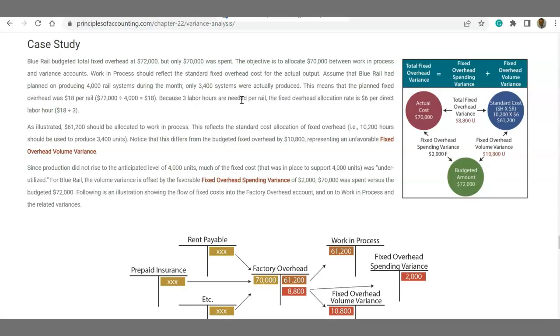Because 3 labor hours are needed per rail, the fixed overhead allocation rate is $6 per direct labor hour, which is $18 divided by 3. $6 per direct labor hour for the fixed overhead, okay? As illustrated, $61,200 should be allocated to the work in process because we use 10,200 hours for the 3,400 rails.